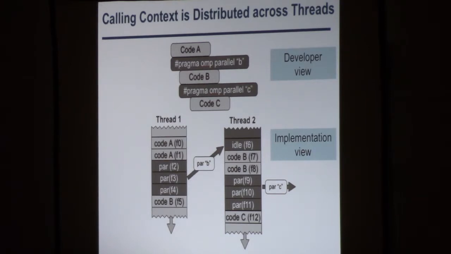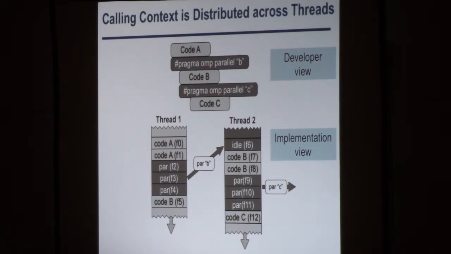In the developer view, you might have these three code regions, code A, B, and C, which you can think of as just pieces of code, with function calls and whatnot. And then there are parallel regions that separate them. You might begin in thread 1 executing functions in the region code A, and then enter a parallel region B, and then on the same thread, you can start executing a piece of code B. On thread 2, a worker that's idle sees that the parallel region has been entered, and it's a member of the team, so it starts executing code from region B.